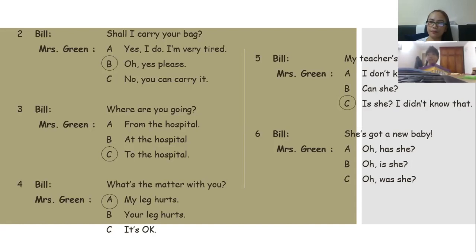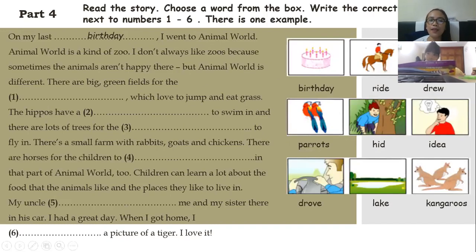Number six. She's got a new baby. Is she? Let's find out. Is that your final answer? Oh, has she? Okay, let's try it again. She's got a new baby. Oh, has she? She's got a new baby. Oh, has she? Okay, baby, read the story.